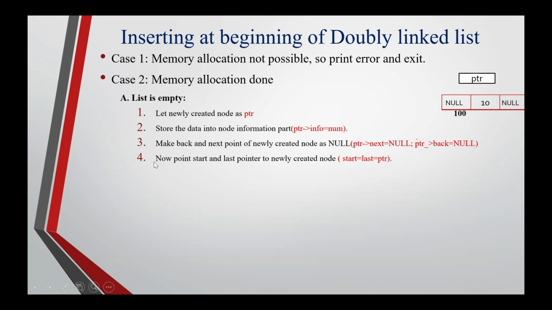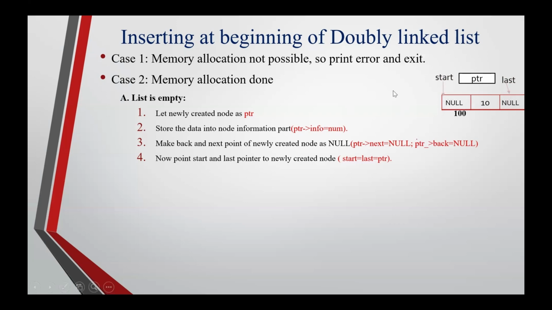Once we store the value, now point the start and last pointers to the newly created node. How can we make it? Start equal to last equal to PTR. It means whatever PTR address we have, we store inside the start pointer as well as the last pointer. Previously, start and last both stored null, because whenever no data is stored, as they are pointers, we store null in start as well as last. Once one node is created, as it is a single node, both start and last point to the first node.